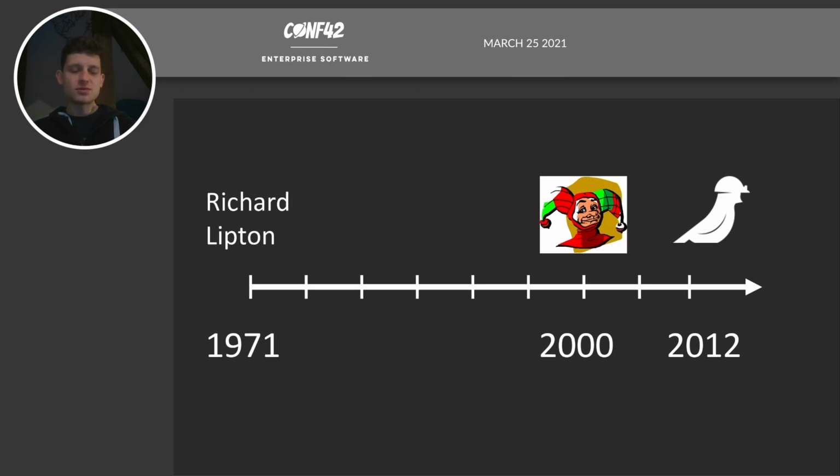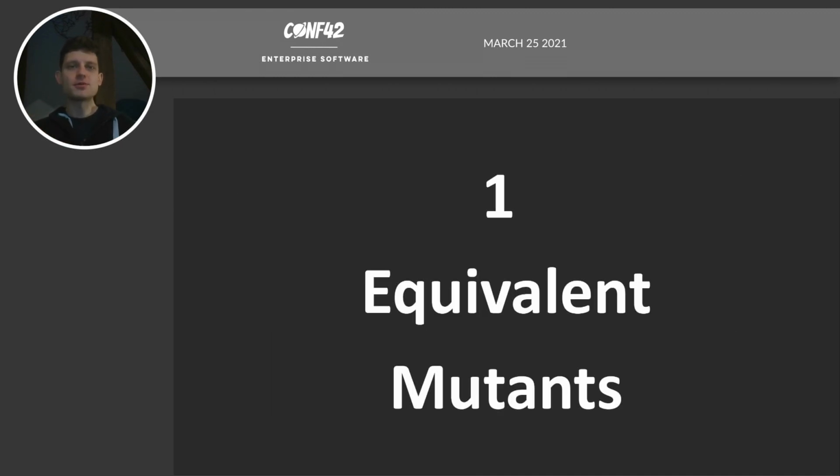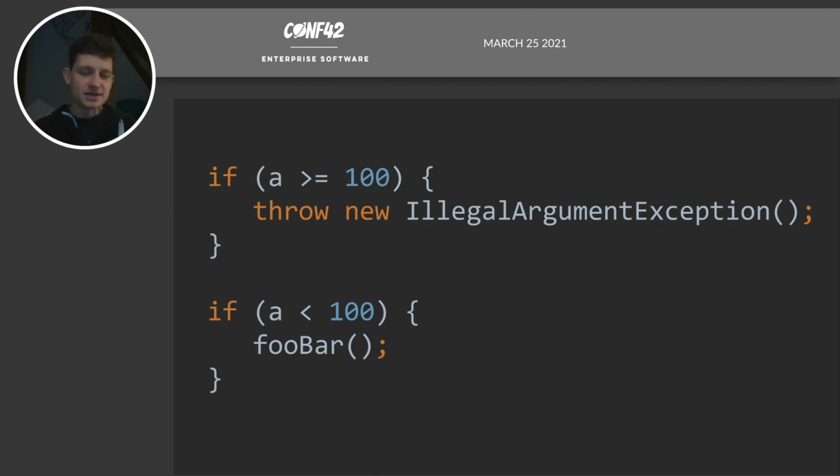It happens that there were two reasons why it was not widely used for such a long time. The first reason was the problem with equivalent mutants. So let's look at this code. This is good code; it makes sense. But now think about it: if we mutate the second line, this code is the same. The semantics of this mutant are the same. So we create a mutant, but no test will kill it. So we have a false negative, and that is a problem.